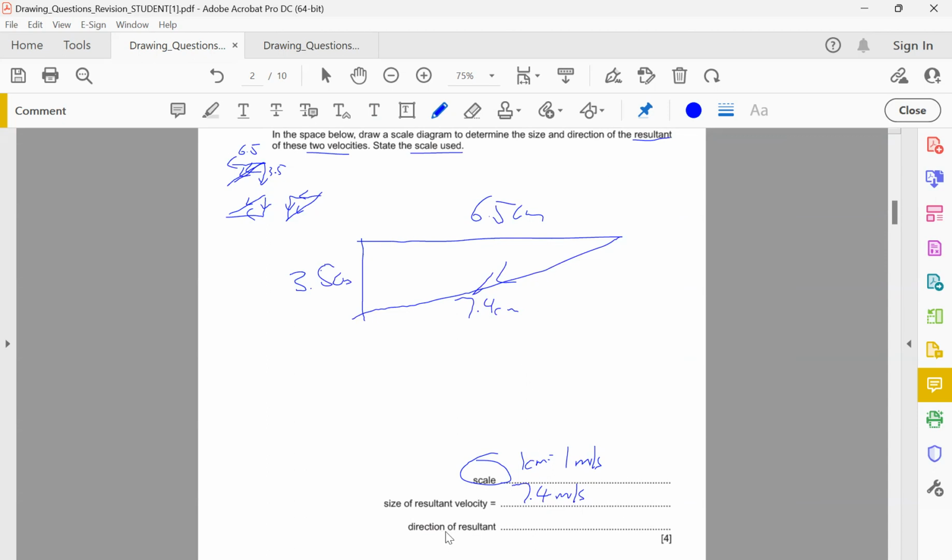Right. And finally, you're asked to find the direction of the resultant, right? Which is going to be like, you measure this angle here, however much that angle is, right? Let's just say this angle is 30 degrees, right? Then you say 30 degrees from the 6.5 meters per second. Or if you measure this angle here, let's say it was 60 degrees. Let's say 60 degrees from the 3.5, whichever one, it doesn't matter.